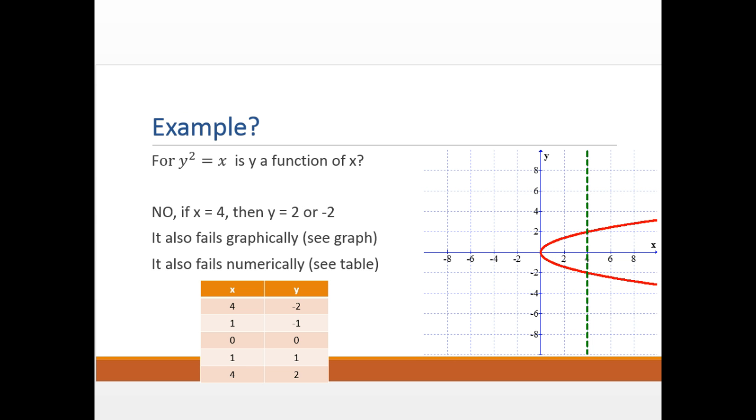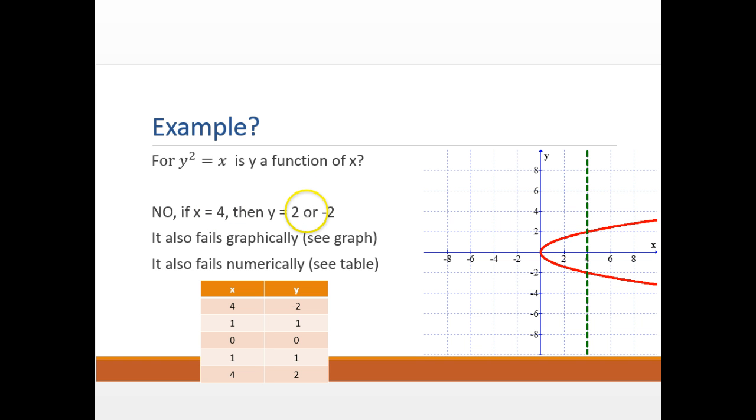If we look at an example of something that's not a function, we have y squared equals x, and we ask, is y a function of x? Clearly it's not, because if x equals 4, I have multiple values of y, 2 or negative 2. And we know we cannot have an input produce two distinct outputs. Remember, for one input there has to be a single distinct output.